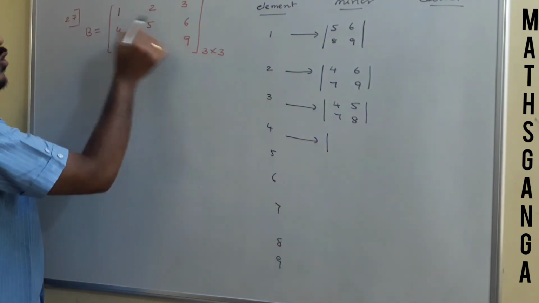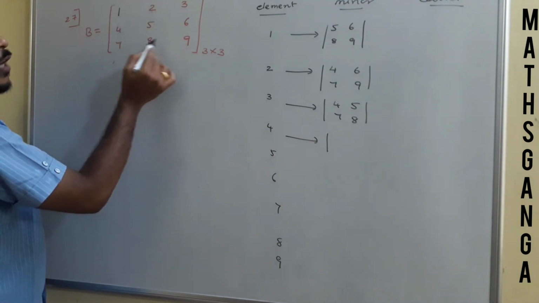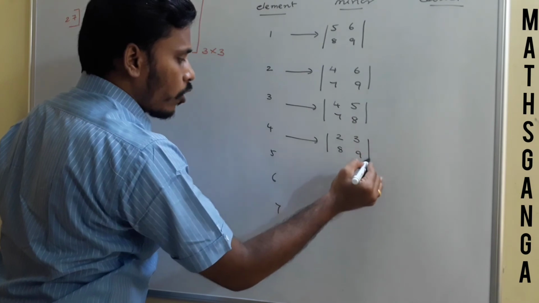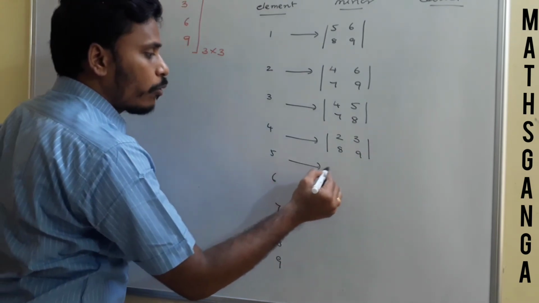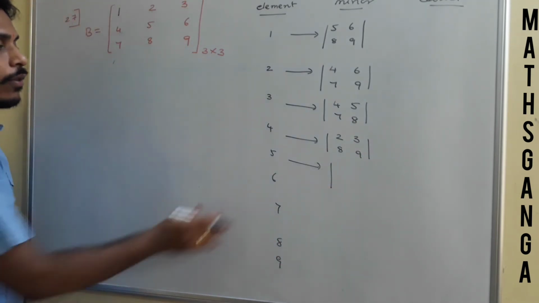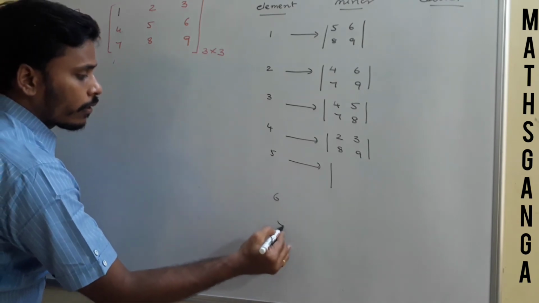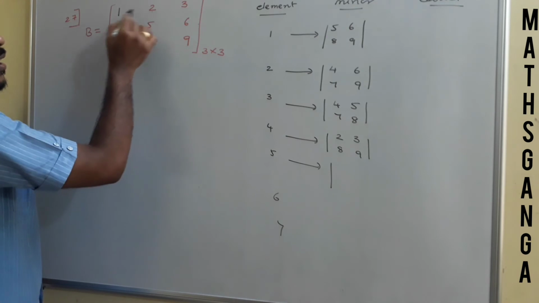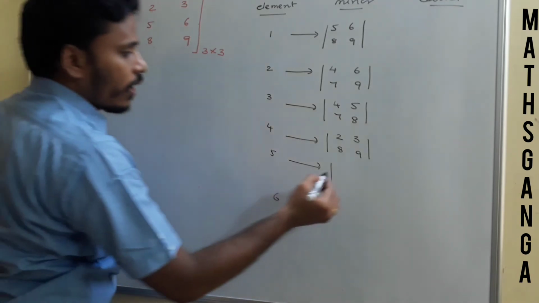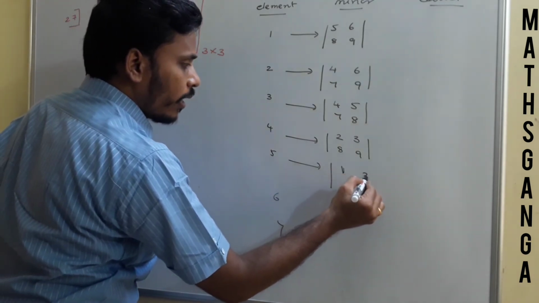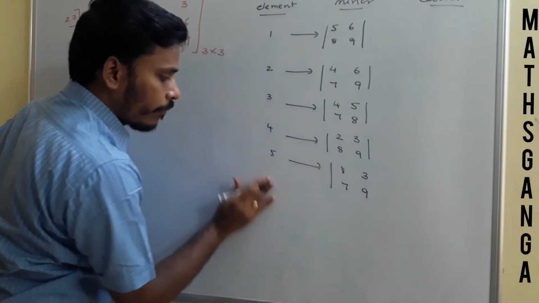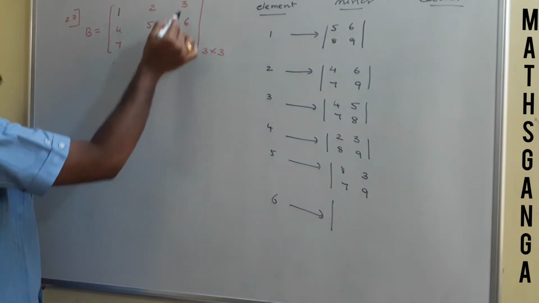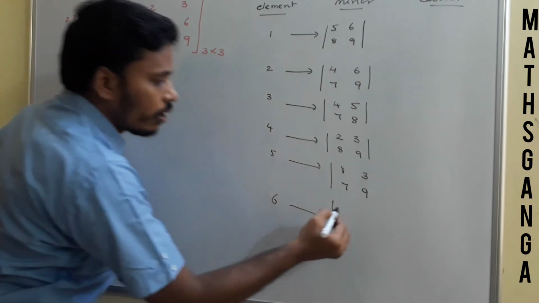For 4, leave that row, leave that column, pay your attention to the remaining elements, 2, 3, 8, 9. Okay? And then what do you say about the minor of 5? For the minor of 5, leave that row and leave that column. The elements are 1, 3, 7, 9. Determinant of 1, 3, 7, 9. Then coming to 6, the determinant of, leaving that row and that column, 1, 2, 7, 8.